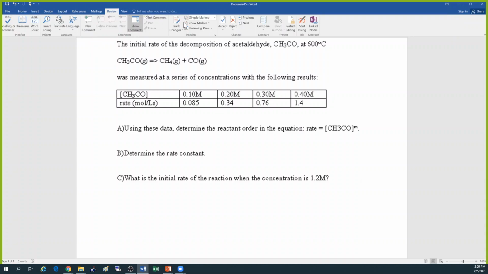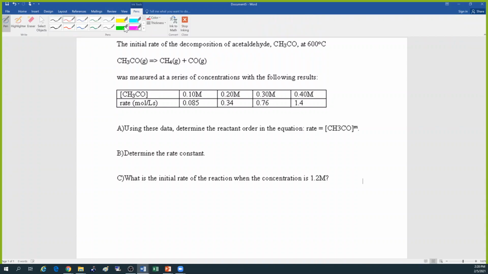Oh, sorry, I'm in the wrong mode. Initial rates. So the way these experiments work, it's called the initial rates method. And remember, initial rates mean, how fast is the reaction going at the beginning? So we can measure when the concentration of the reactant, in this case acetaldehyde, is set at 0.1 molar, immediately when the reaction starts, we find that its concentration causes the rate to be about 0.085 moles per liter per second.